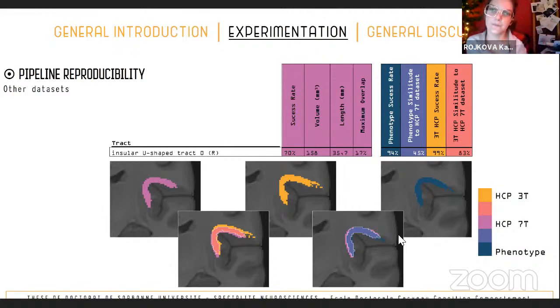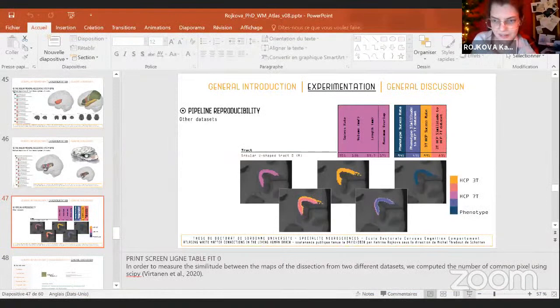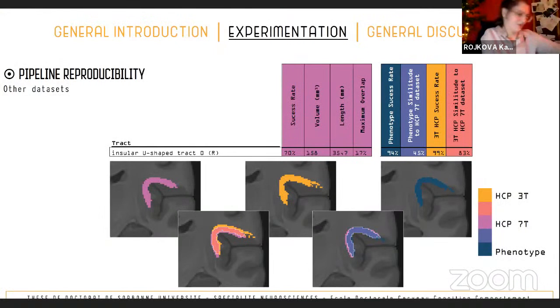And you can see that when you compare the two HCP cohorts, you have, okay, I've taken this example here, but maybe I will give you the mean values. That would be more interesting. Well, I don't have them here. I don't want to lose your time. The overlap here is higher than the overlap here. So as expected, same people, better overlap.